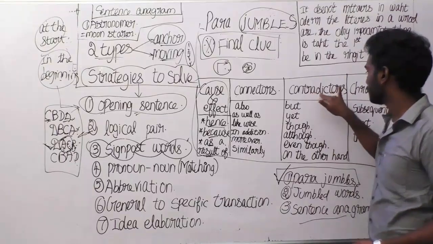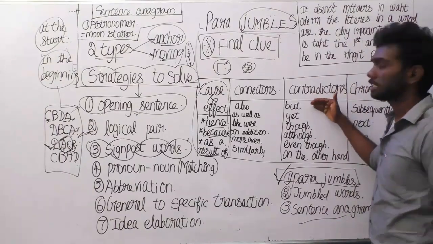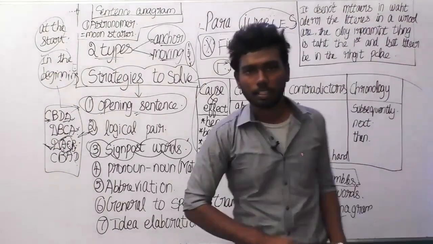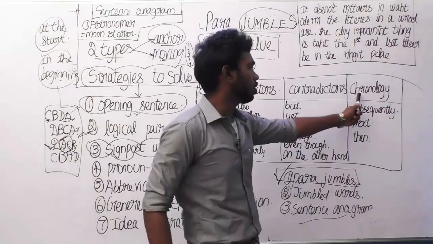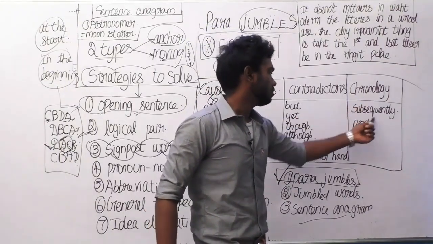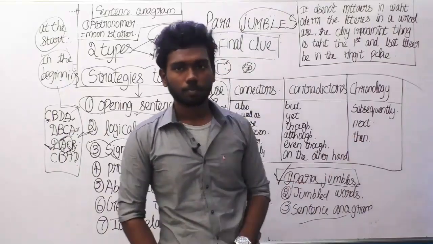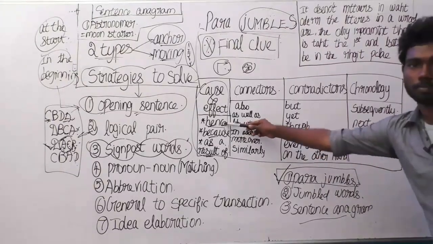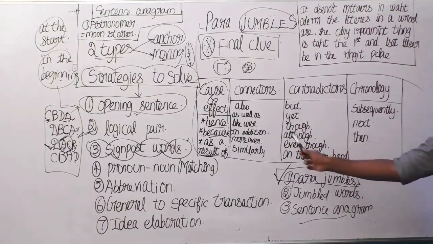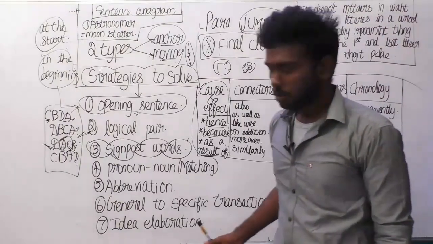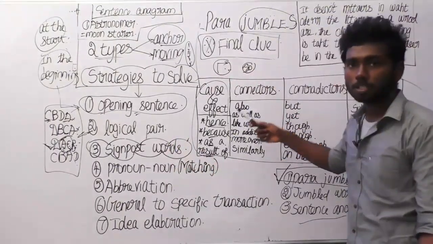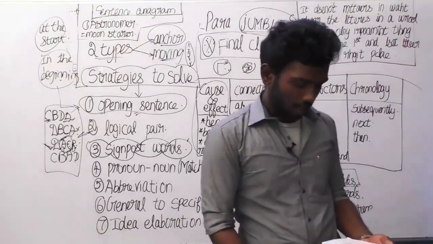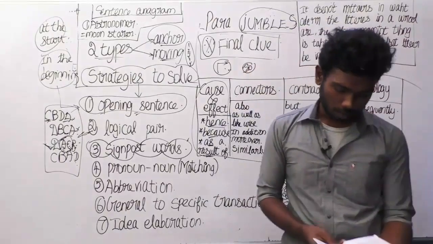The next thing is contradictors. These examples are but, yet, though, although, even though, on the other hand. These are contradictors. And the last one is chronology. The examples are subsequently, next, and then. Did you note down these things, guys? Please note it down, these four things. These are examples of signpost words. If you didn't note down, please pause the video and note down, because you have to solve the further questions. And let us see an example for signpost words.